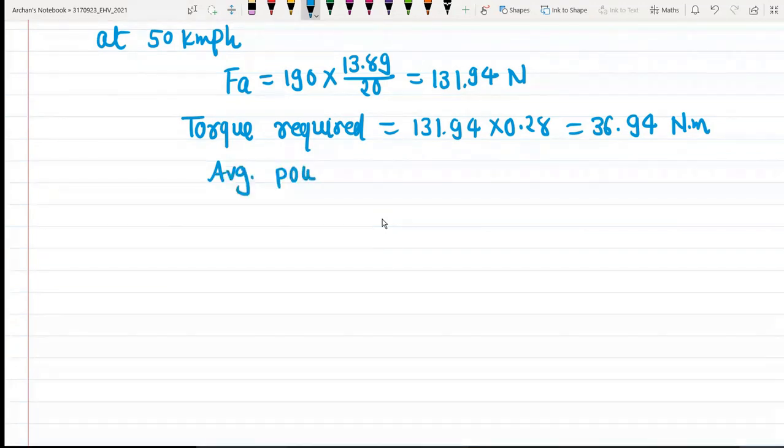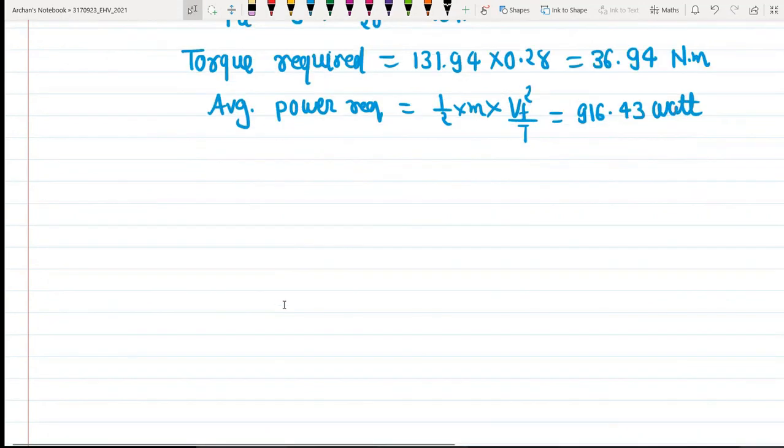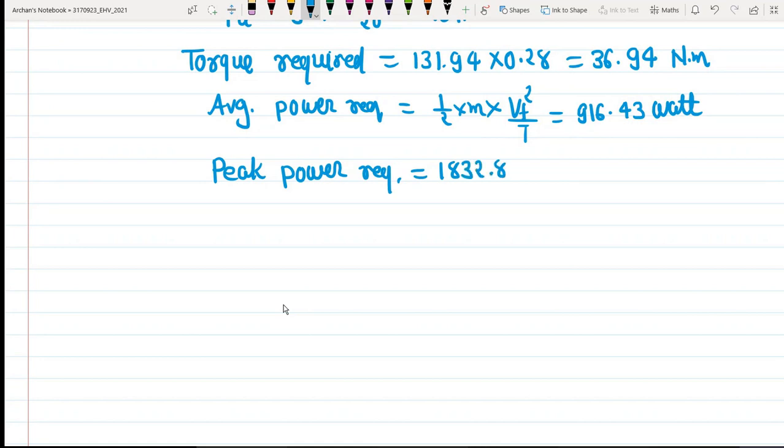Okay, so this is my case, and the average power required for this case is obviously half m into Vf square by T. Upon calculation you will get 916.43 watt. Okay, so this is my average power required, and we know the peak power requirement will be double of that. So the peak power required is equal to 1832.85 watt, that is 1.83 kilowatt.